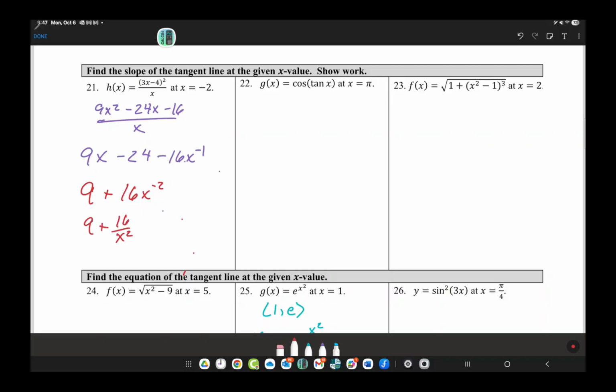And if I plug in negative 2, that gives me 9 plus 16 over what? Is it 18? Oh, it is 18. Thank you. I forgot to do 2 times 9. Well, damn it.